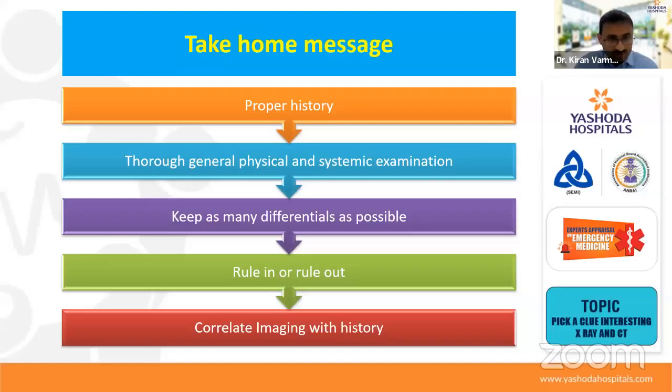Always get the proper history. Sometimes we tend to miss history in a hurry and because of various reasons, but don't forget to collect a proper history. Then a thorough general physical examination and systemic examination. If it's CVS, you have to examine the CVS thoroughly. CNS, yes: inspection, palpation, percussion, auscultation, and in CNS, all the things right from consciousness, coherence, power, tone, bulk, reflexes. That's why general physical examination and systemic examination.